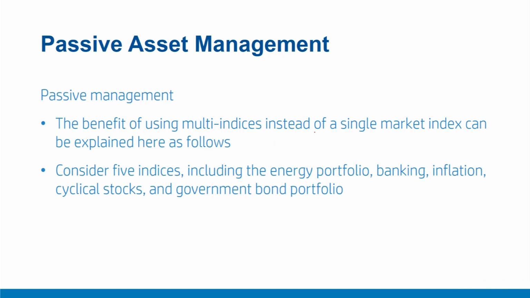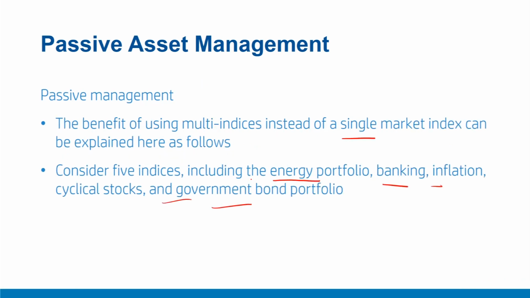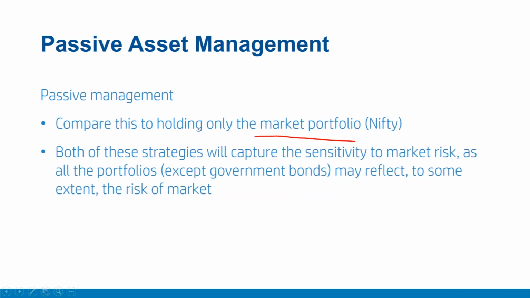The benefit of using multi-indices instead of single indices. For example, if your portfolio has 5 indices: energy, banking, inflation, cyclical stocks and government bond portfolio. Compare this kind of portfolio matching strategy. Instead of 5 indices, you can also select only one index, which is the market portfolio. Both of these portfolios will capture the sensitivity to market risk, since many of these indices that we discussed like energy, banking, inflation, they tend to capture the impact of market movement as well and therefore reflect the risk of market. So both of these portfolios, the multi-index and single index, will capture the sensitivity to market risk.